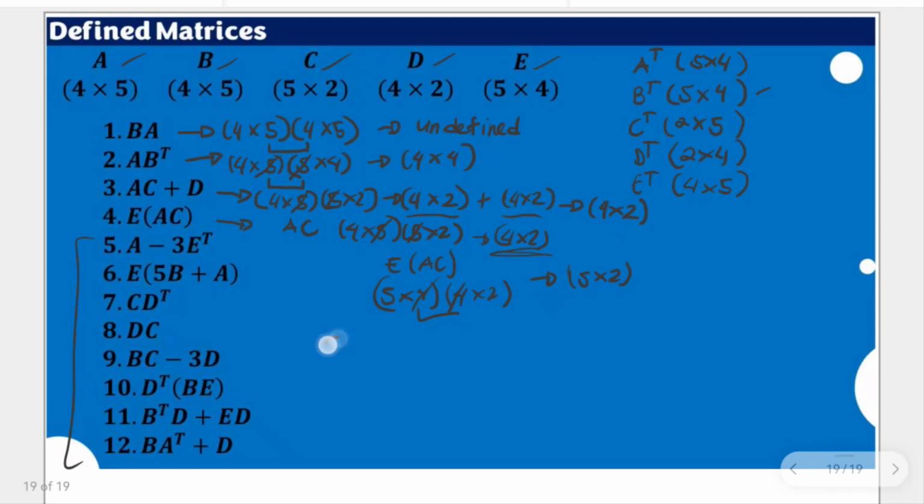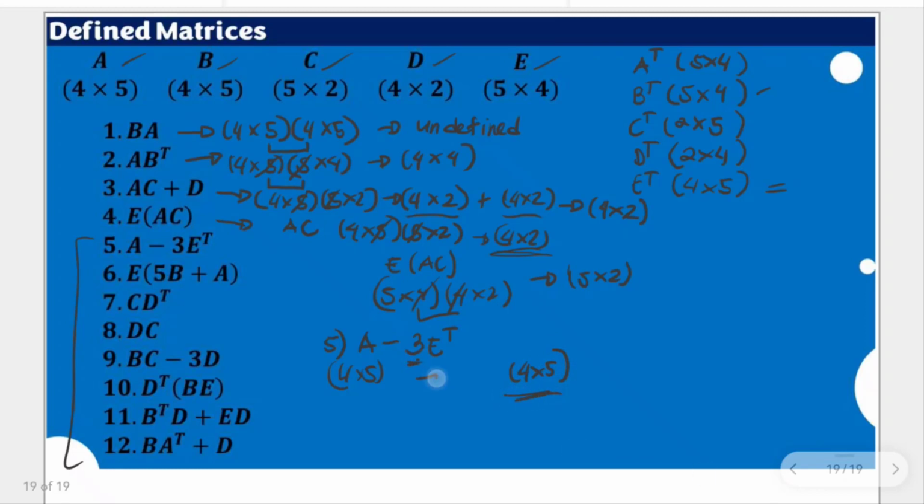Next, for number 5, I have A minus 3 times the transpose of E. We know that A is 4 by 5, and it's to be subtracted with 3 times the transpose of E. But look at the transpose of E. The transpose of E is 4 by 5. No matter what the scalar is, it won't change the size of 4 by 5.